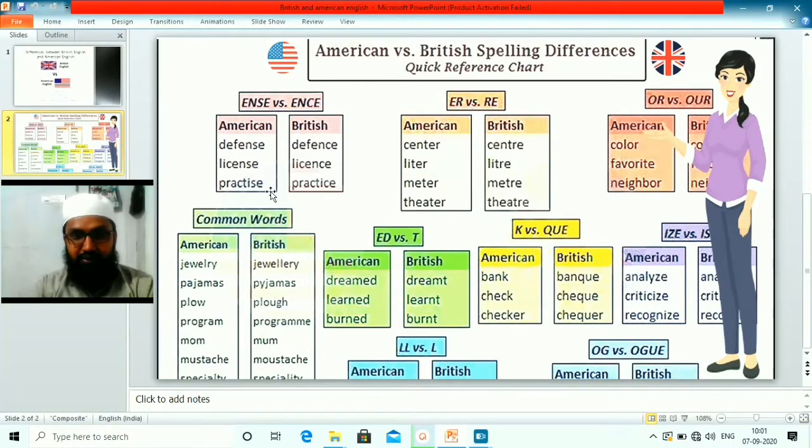In license and practice, the spelling differs. Like that, by altering the last two letters, ER into RE. Also, by removing one letter, in American English we say jewelry, and in British English we say jewellery, where we have to stress the L sound. Here we can see the difference. Likewise, we have so many differences between British English and American English.